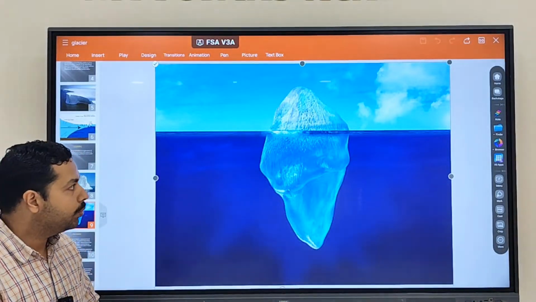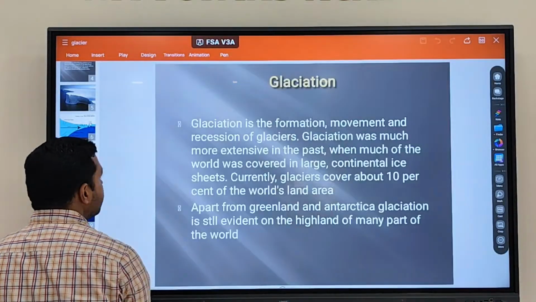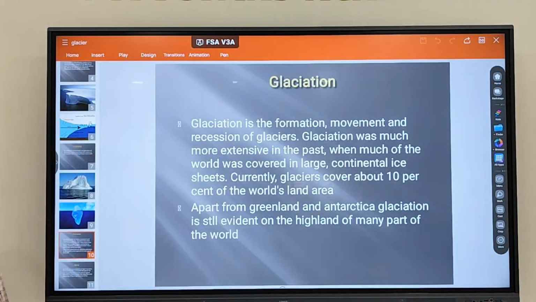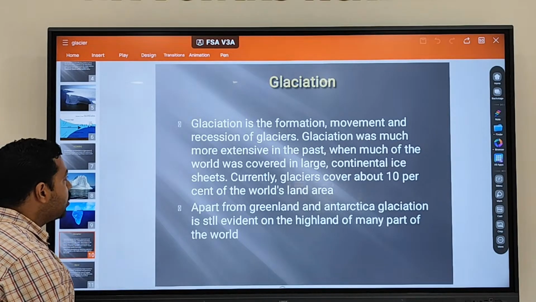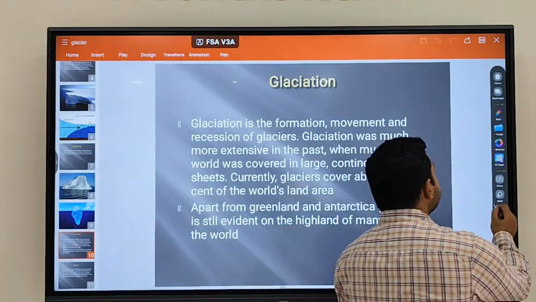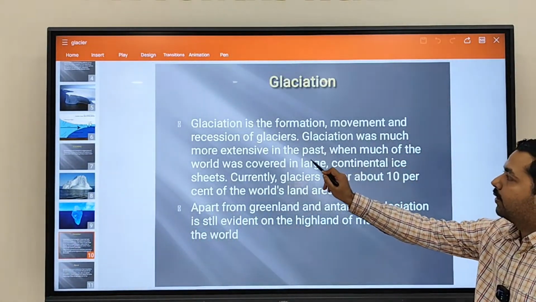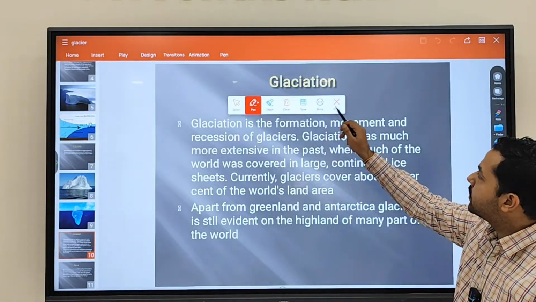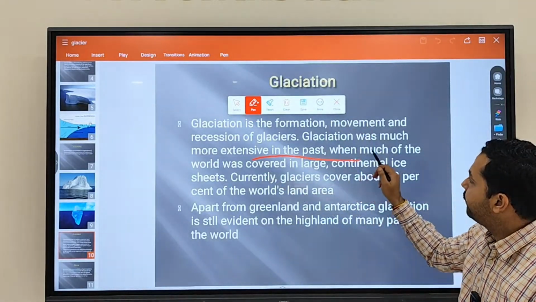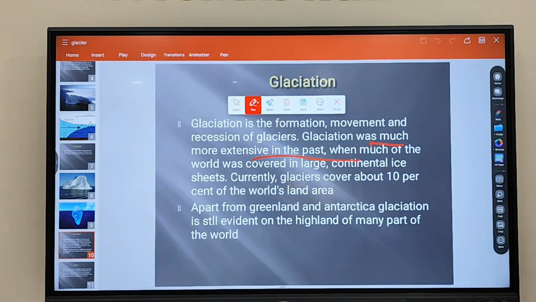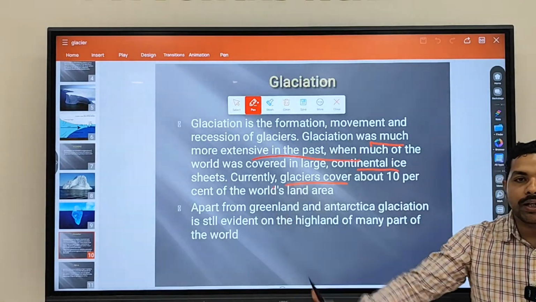Fine. Now we are coming to the concept of glaciation. What is glaciation? It is the formation, movement and recession of glaciers. Clear? On the mountain, sometimes glaciers can move down, glaciers can melt. Glaciation was more extensive in the past. Why was it more extensive in the past? Because Earth was colder. But now, with global warming and so on, glaciation has reduced. It was more extensive in the past when most of the continents were covered with ice sheets.